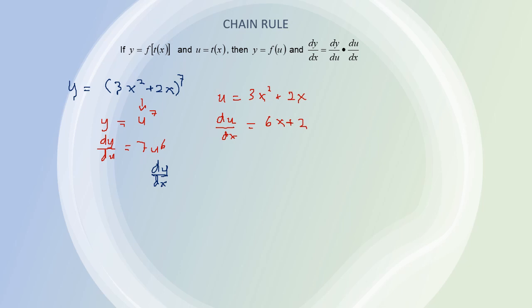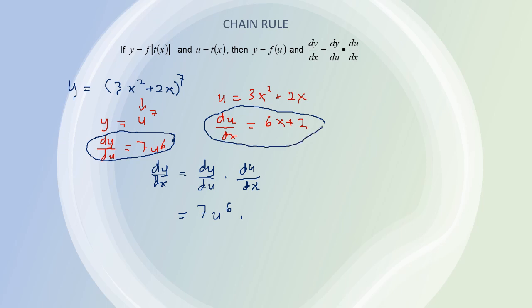Then we find dy over dx by using chain rule. Dy over dx is equal to dy over du multiplied by du over dx. Then substitute into our formula. Dy over du is 7u to the power of 6. So we have 7u to the power of 6 multiplied by du over dx. Du over dx is 6x plus 2.